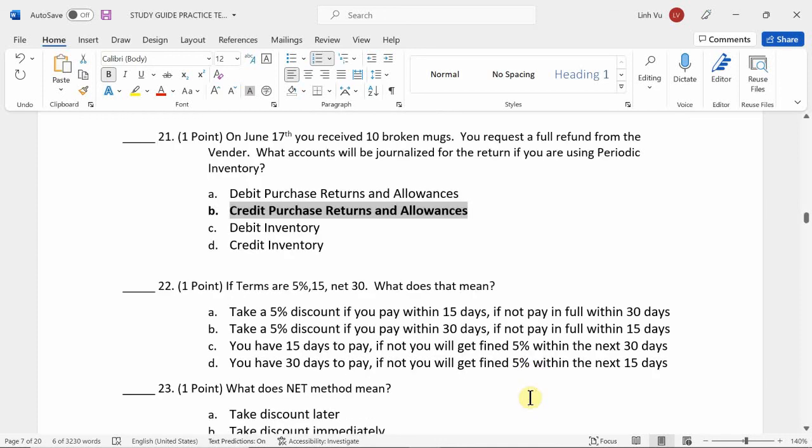Number 22. If terms are 5/15, n/30, what does this mean?